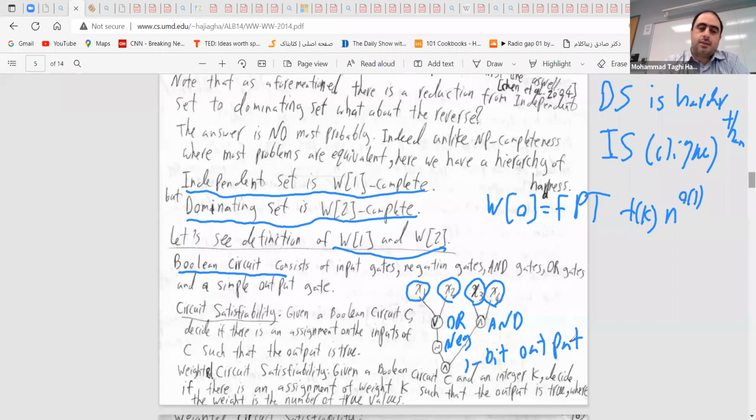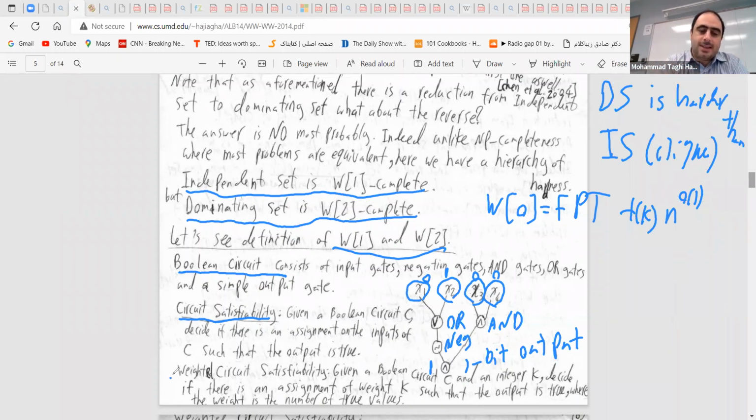Now, what is circuit satisfiability? That's a very important problem. You are given a Boolean circuit C, like this one, consisting of inputs, one output, and a set of AND, OR, and negations. You want to see whether you can assign true or false to x1, x2, and so on. True and false are considered 1 and 0: 1 for true, 0 for false. So you want to see whether you can give 0, 1 values such that the output is 1, that is, true. That's called the circuit satisfiability problem.